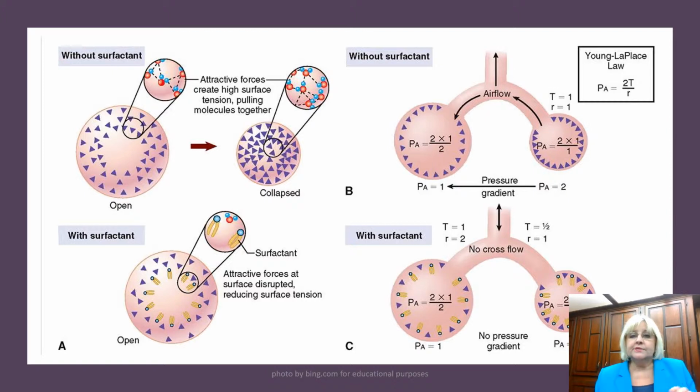So when we look at the law of Laplace, if you have two alveoli of unequal size, but the same surface tension, connected by the same terminal airway, the smaller alveolus, because it generates a larger inward directional collapsing pressure, has a tendency without pulmonary surfactant to collapse and empty its air into the larger one.